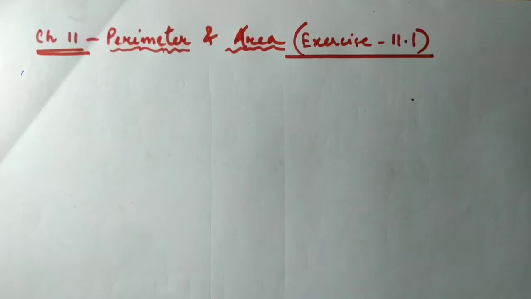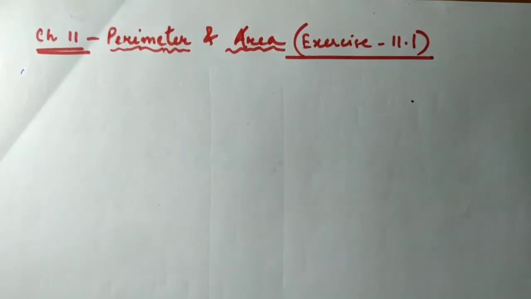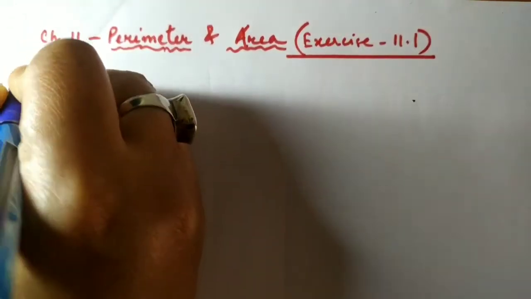In the first day's class I gave you a few materials, where you will find a Word document in which the different formulae required to find the perimeter and area of different shapes are given. I hope you have gone through those materials, and you should write down the important formulae before we start the exercise. Now let's begin with the first question of exercise 11.1.